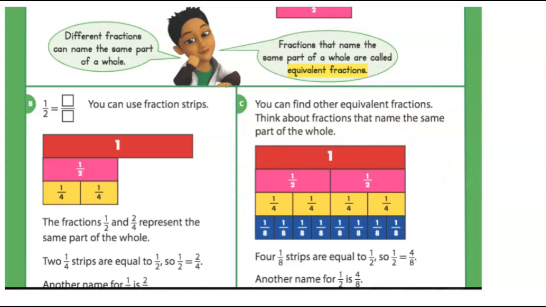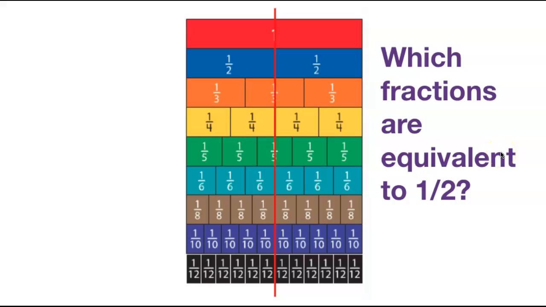I would also then bring the tiles together, and I would start to ask them to see all the other ones that are equivalent to 1/2. So we're going to look here. We're going to see the 2/4 again. We're going to see the 3/6. We're going to see the 4/8. We're going to see the 5/10. We're going to see the 6/12.